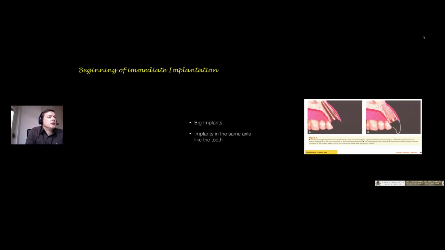So let's look a little bit at the history. We started with immediate implantation and immediate loading in the 18th. You see some pictures from Garber, Salama, and the Salama brothers. We made a lot of mistakes when we started with immediate implantation, because we all thought that we have to put the implants in the same direction as the bone. But today it has changed a little bit.